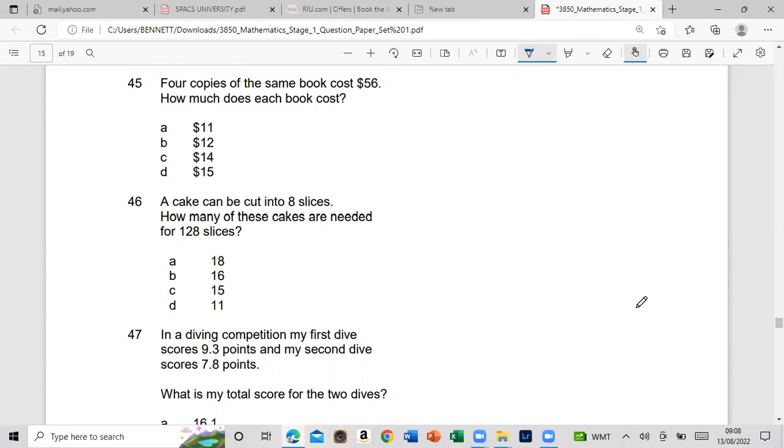Sir, $14. Everyone agree? Could it be $15? Sir, it's 15. All right, someone says 15. Could it be 12? Could it be 11? No, sir. What's your answer? $14. All right, stick by 14. Someone says $15. Oh, you got 15.